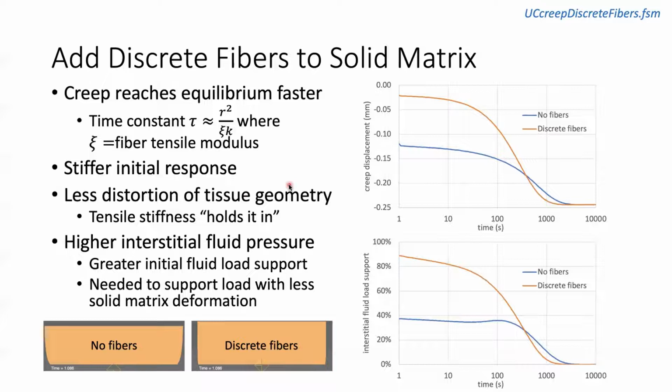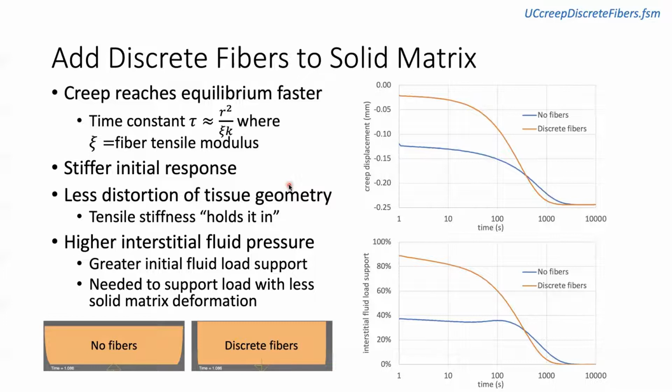Physically, the reason is the following. You're applying the same amount of compressive load. Initially, the compressive load was being supported by the fluid pressure and the solid matrix, which had very little compressive stiffness. It has only 1 megapascal stiffness. So you're compressing it and the tissue is expanding laterally.